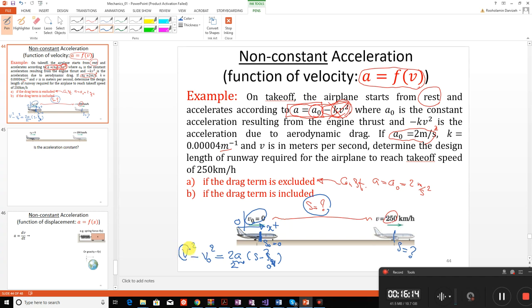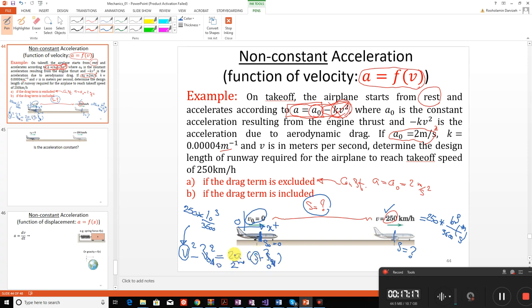The v value you have is 250, but you need to change the units to convert it to metric. You can follow whatever you want as a unit, but just make sure your units are consistent. To convert this one, I need to multiply kilometers by 1000, 10 to the power of 3, to get meters, and 1 hour is equal to 3600 seconds. And initial velocity is zero.